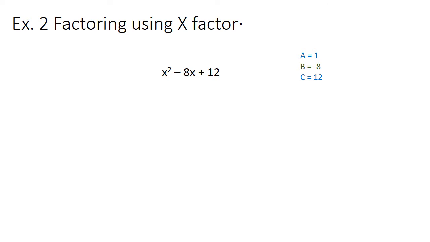And then what I do is I see what set of numbers multiplies to A times C, which is 12x squared, and adds to -8x. And the reason I call it the x factor is, as you can see, there is an x that I draw to help me organize my thought process.